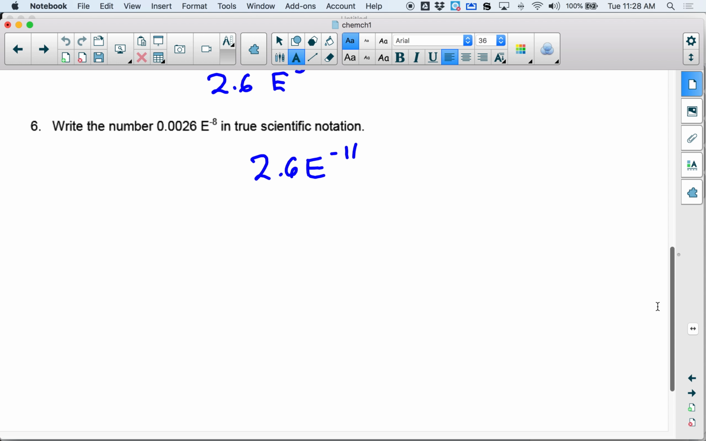Okay, here's number 6. So here, Sam, we're moving this over 3 times. Since we're making this number bigger, we need to make this exponent smaller by 3. So -11 is 3 levels below -8.